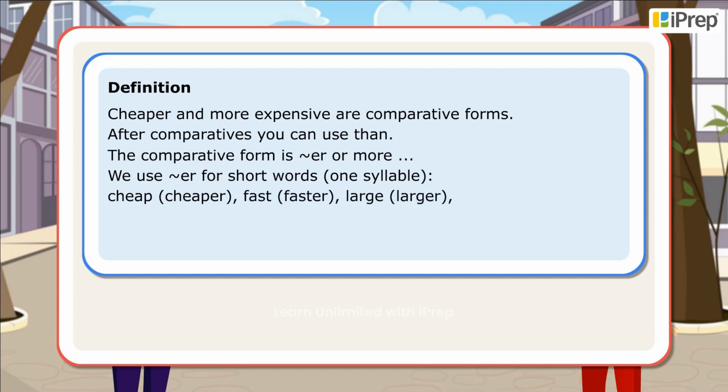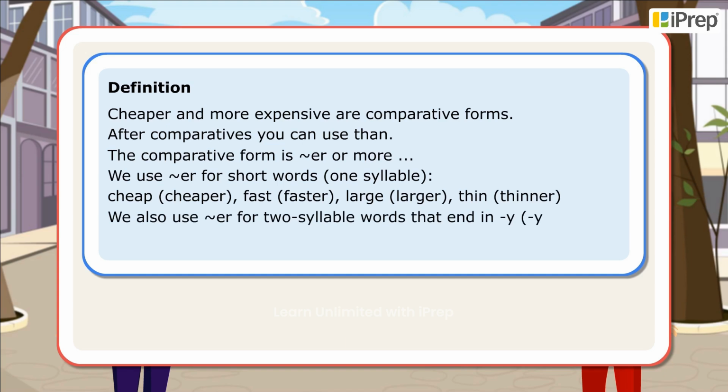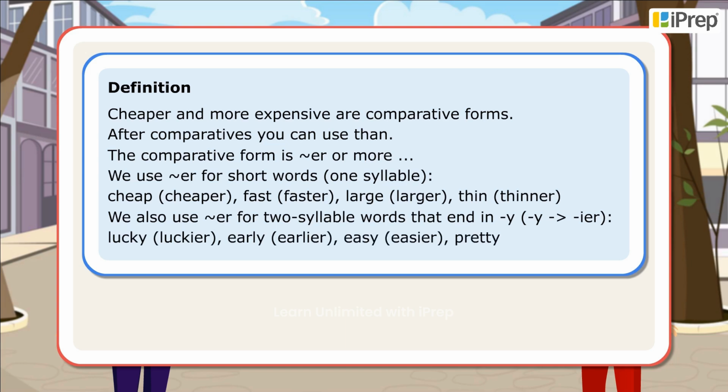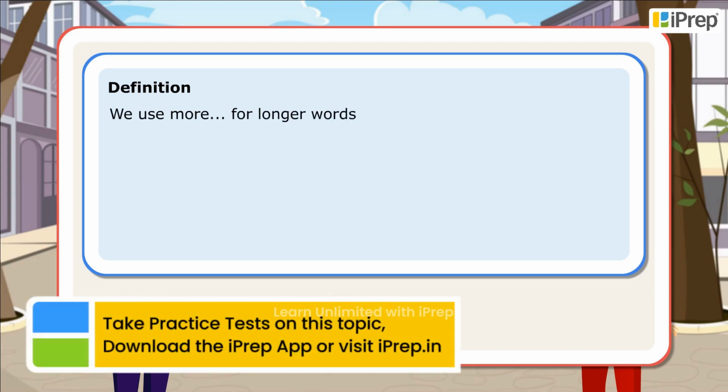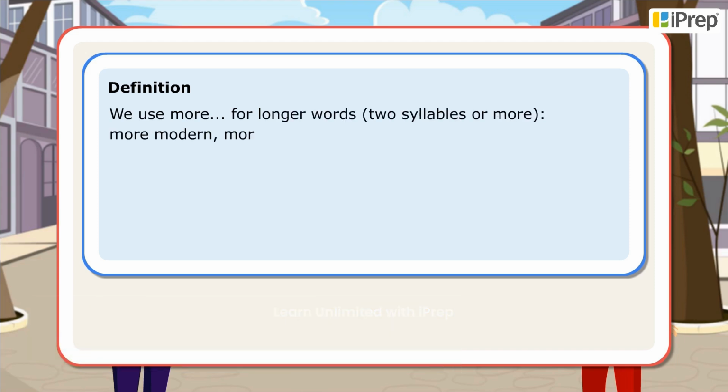Large, larger. Thin, thinner. We also use er for two-syllable words that end in y, ier. Lucky, luckier. Early, earlier. Easy, easier. Pretty, prettier. We use more for longer words, two syllables or more. More modern, more serious, more expensive, more comfortable.